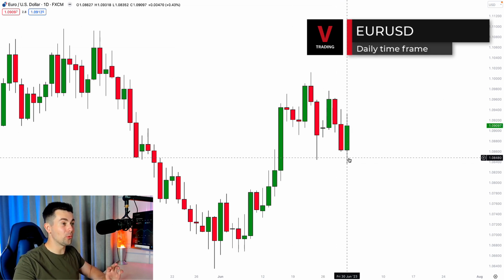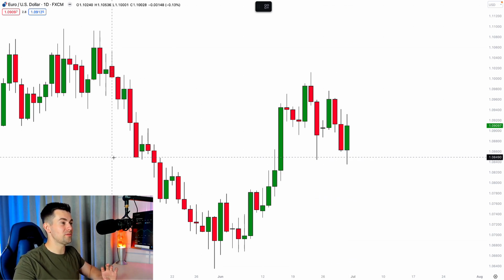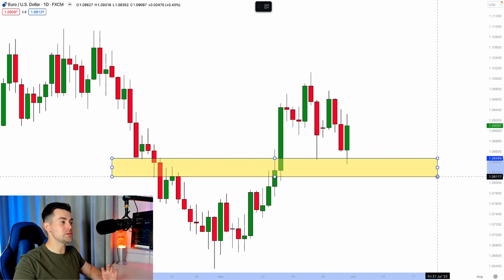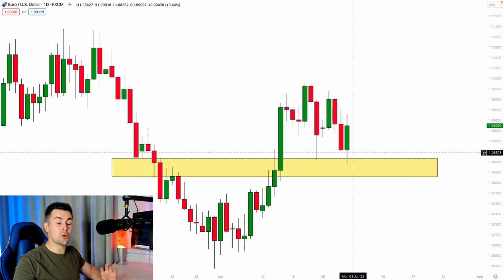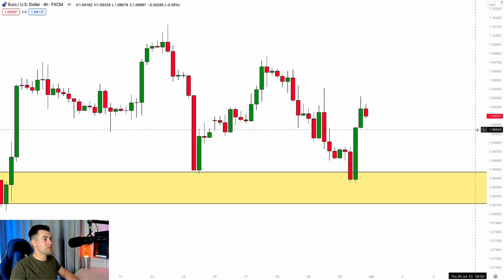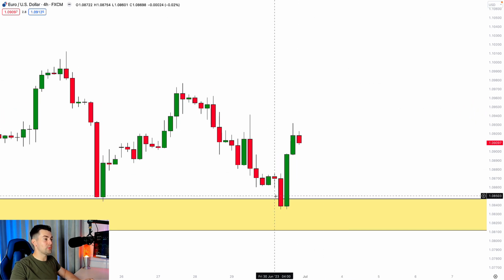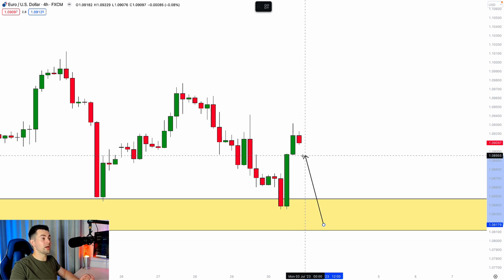Euro dollar pair, daily time frame, and I guess you saw that on Friday the market was very bullish. And the main reason why the price bounced on Friday was the fact that the market reached a very important horizontal zone of demand, the zone from where we saw a very strong bullish reaction. Now if we open a 4-hour time frame, we can spot that the price formed a high momentum bullish candle and then growth continued.